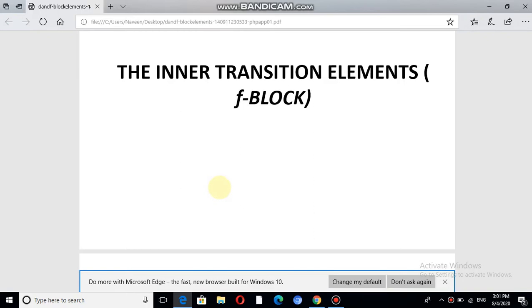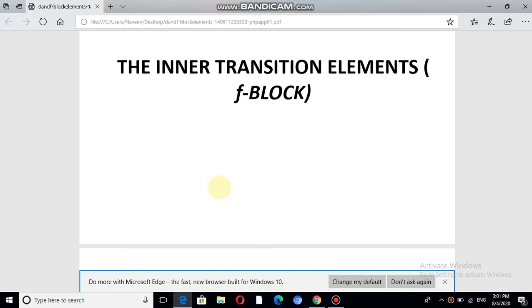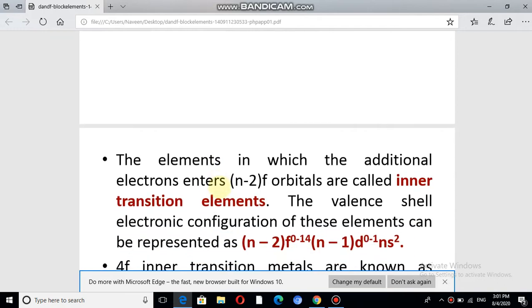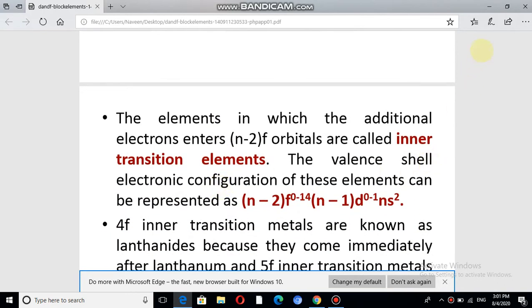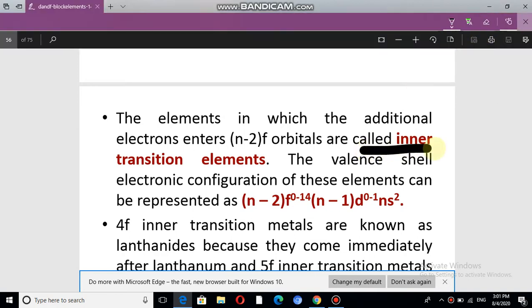F block elements, or the inner transition elements, and initially we are dealing with the lanthanoids. These elements are called inner transition elements because here the filling of electrons is occurring in f orbitals, which is (n-2)f orbitals. So they are known as inner transition elements. The general configuration is (n-2)f 0 to 14, (n-1)d 0 to 1, ns 2.